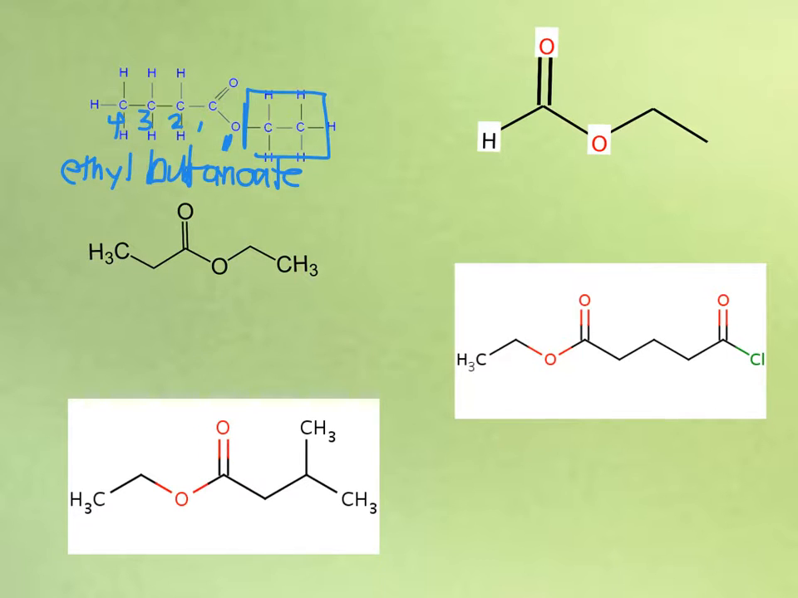Up here on the right, we're going to look for our single oxygen, and we're going to name this part first. So that's 1, 2. So that is ethyl again. And then the remaining portion, we're going to number the carbons, and this one has a 1-carbon group. So this is going to be methanoate.